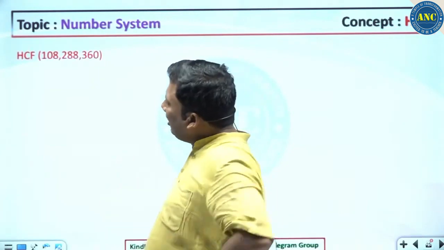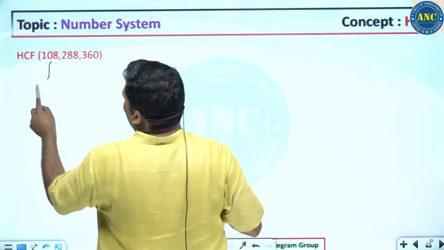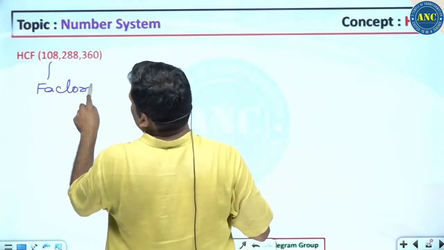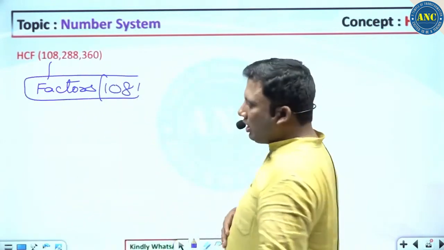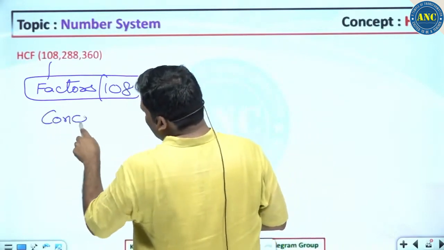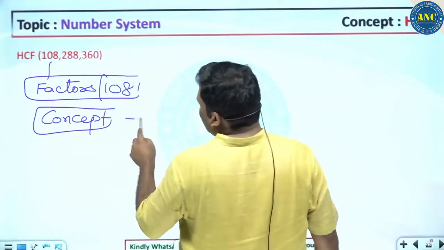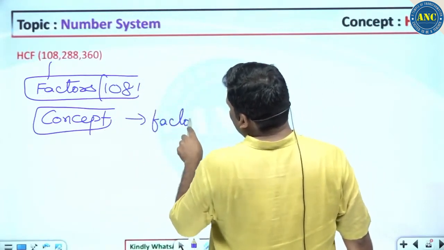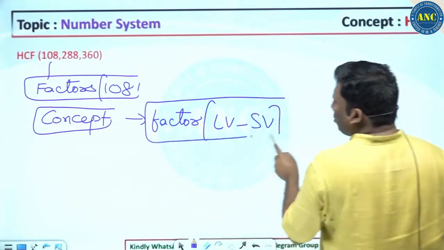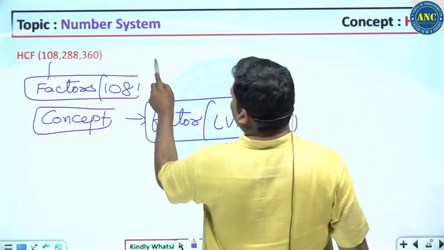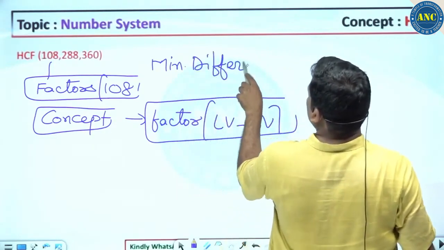HCF of 108, 288 and 360. Sir, should I take all the factors of 108 here? Don't you think it will be time consuming? Definitely, yes. Write down one more concept: anything which is time taking, I am not interested in teaching. The answer will be a factor of the largest value minus smallest value. HCF can also be determined by the minimum difference method. This is the most popular method taken from the NCERT textbook.